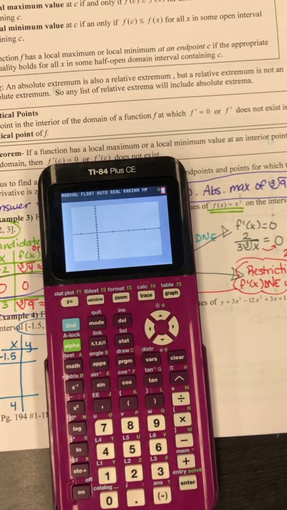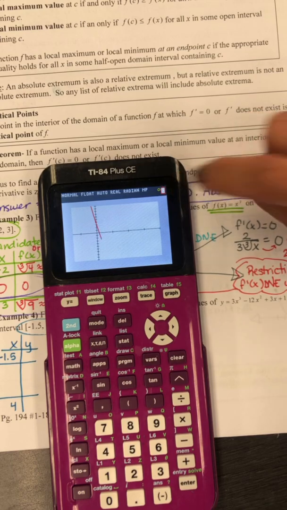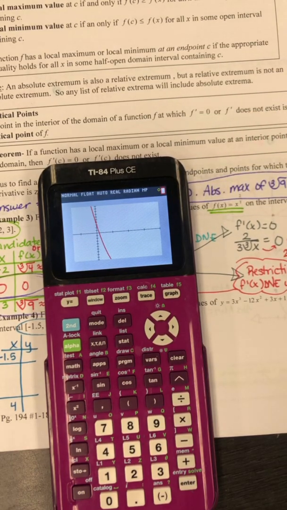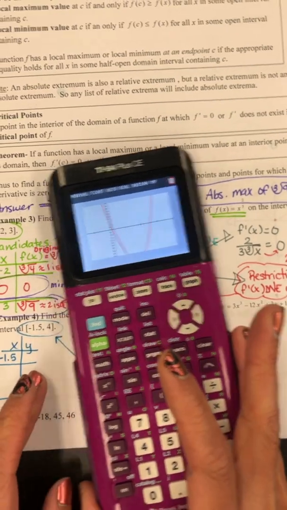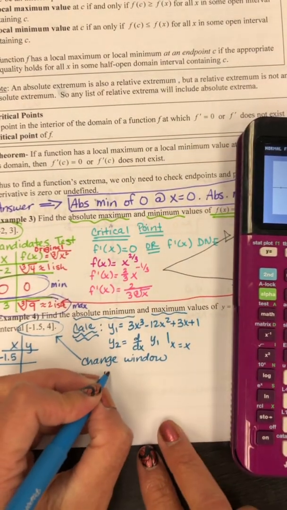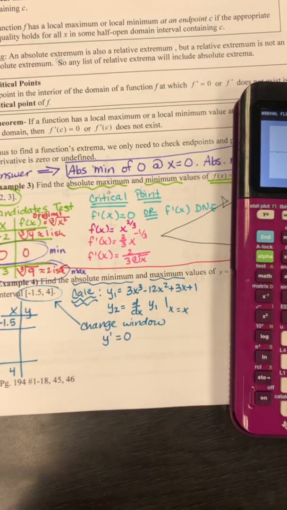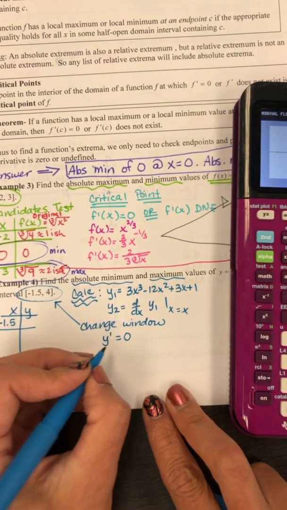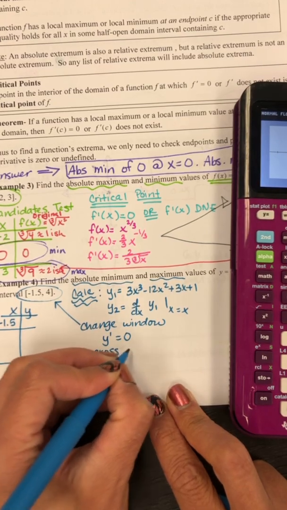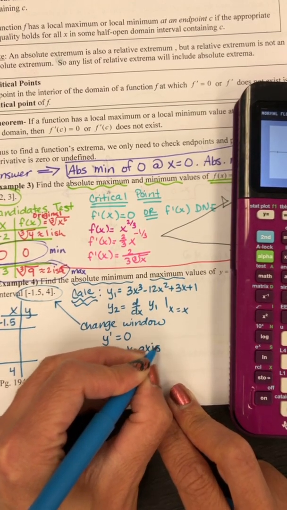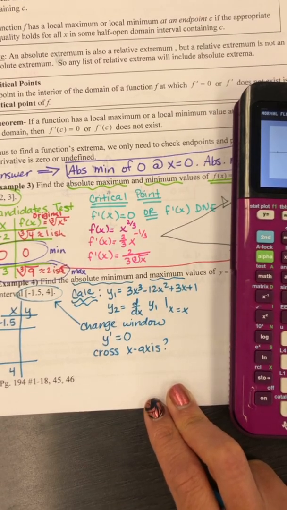It's just thinking. I can tell it has that little spinning wheel up there by my low battery sign. There it is. Okay, remember, this is the derivative graph. So remember what we're looking for. We are looking for where the derivative is equal to 0, because that's going to tell us the critical points. So we're basically looking for where it crosses the x-axis.